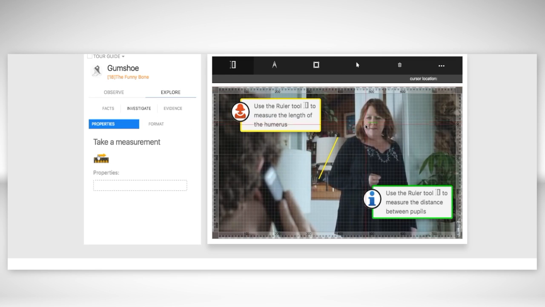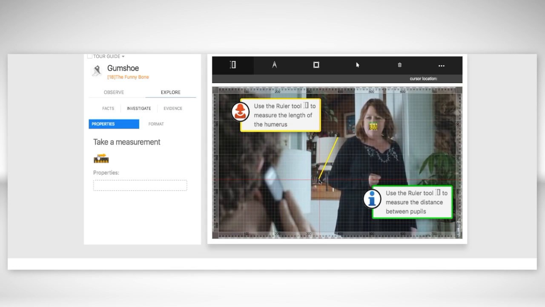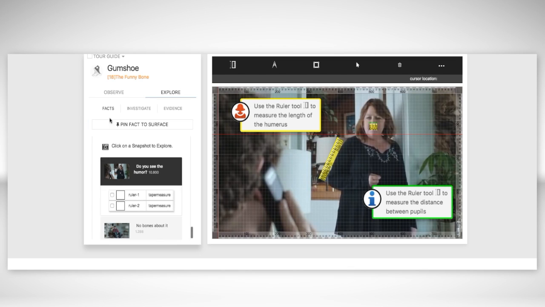In this example, which should look familiar now, we're going to use the tape measure tool to measure the distance between her eyes. We'll then use the tape measure tool again to measure her humerus bone. And these two pieces of evidence will be used in conjunction with the facts and clues provided to the student to help them determine how tall the woman actually is. Now from here, the student is able to review and select evidence that they would like to bring over into what is called the reveal process.